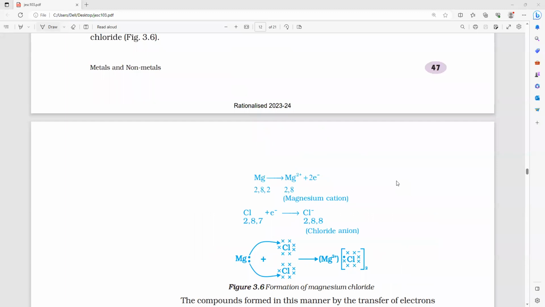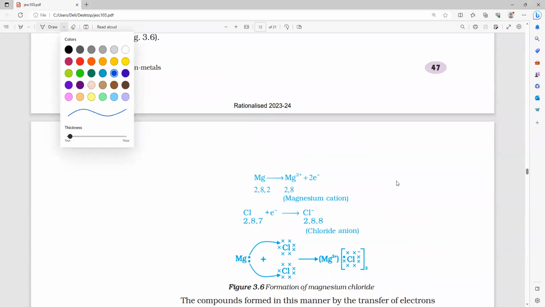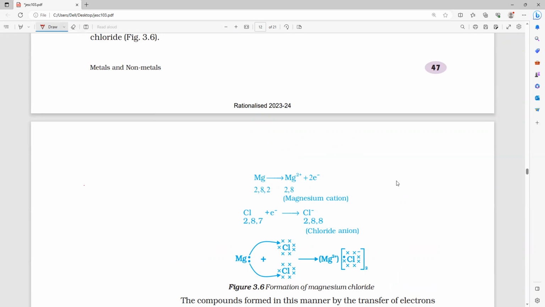Yesterday we drew the electron dot structure. Am I right or wrong, guys? Everybody, electron dot structure. Now today we are going to study the formation of compounds. Donating electrons are represented with a dot. Donating electrons means valence electrons of metals.